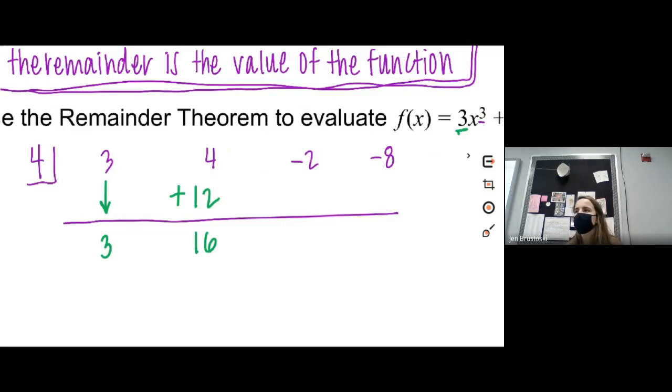Multiply 16 by 4. Yeah, the number in the box. We always want to multiply by that number in the box. So 16 times 4. What's 4 times 6? And 4 times 10? 40. So what's 40 plus 24? 64. All right, then what do I do?